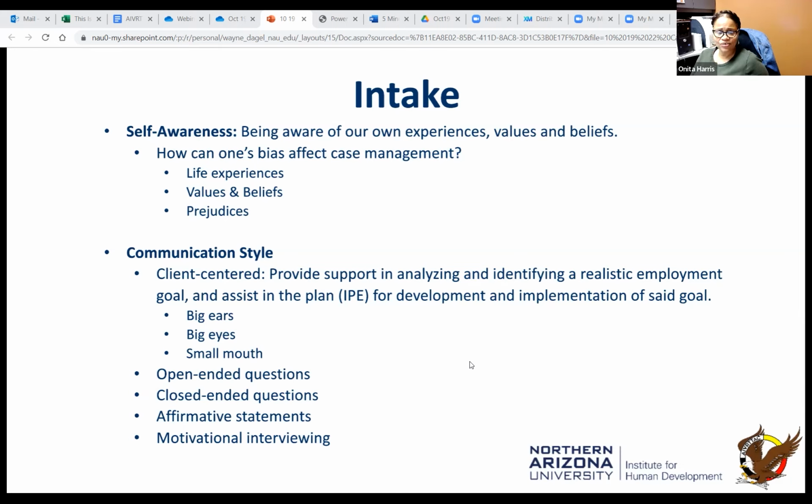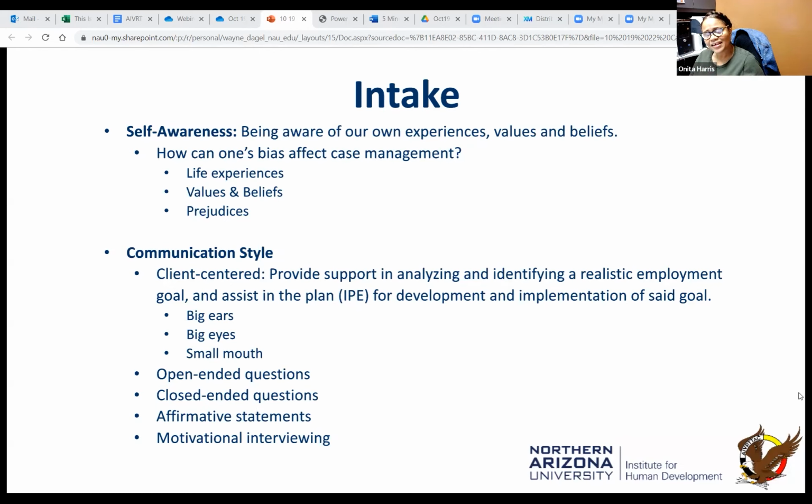And when we're client-centered, that allows us to be supportive in analyzing and identifying a realistic employment goal, and assisting in the IPE process when it comes to working in VR in particular. So when I say big ears, big eyes, and a small mouth, we need to be able to listen, and we need to be able to see more than we talk, right? That's why our ears and our eyes should be bigger than our mouth, because we want to be able to listen and pay attention versus always doing the talking.